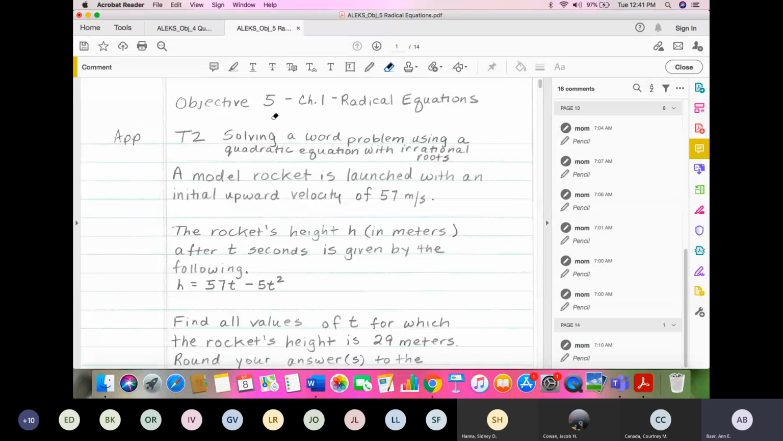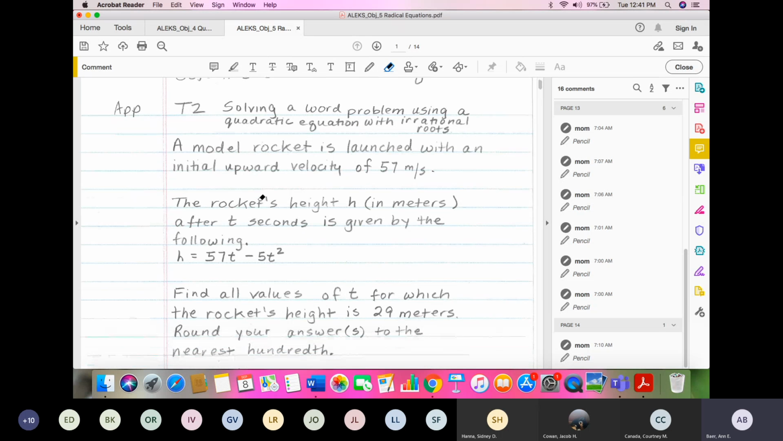So this is our 5th objective, on radical equations. In other words, there's going to be a square root in these equations. And how do we handle that? The first few topics are from the past objective on quadratic equations, but I put them in this objective instead because I wanted you to master the previous objective first.